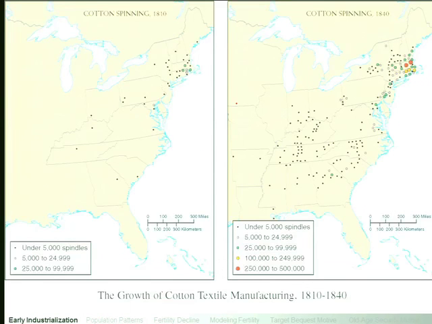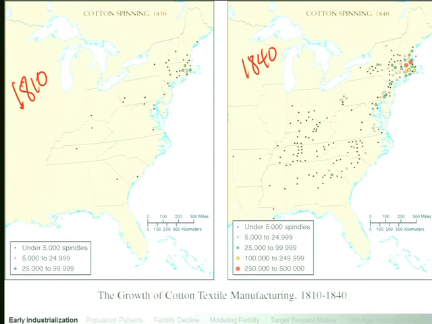On the left, I have 1810. On the right, I have 1840. And here's a chart that shows you the diffusion of cotton spinning between 1810 and 1840. The larger the dot, the more cotton spinning spindles there are. And you can see there's more big dots, and there's a further move inward or westward of the cotton spinning. So here's a graphical representation of the answer to your question.